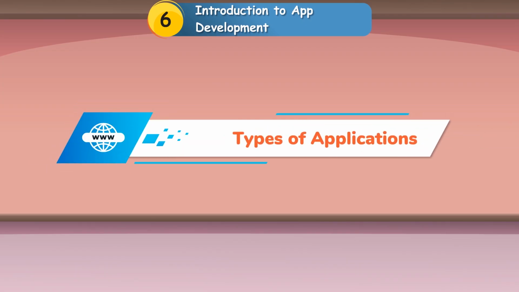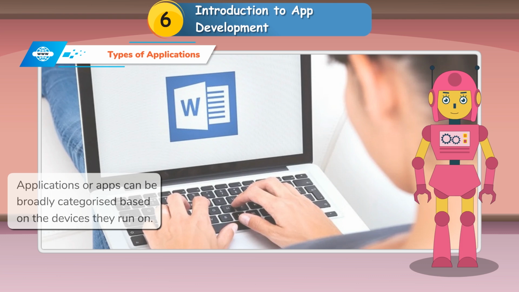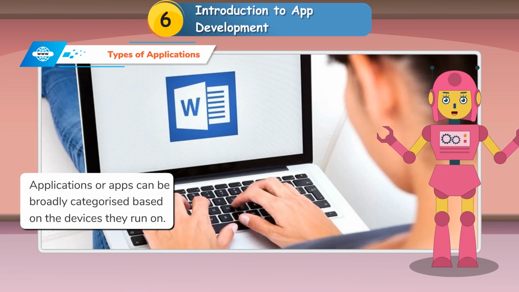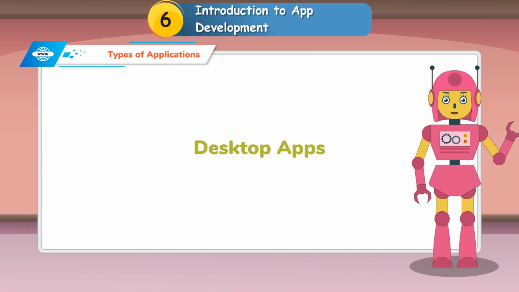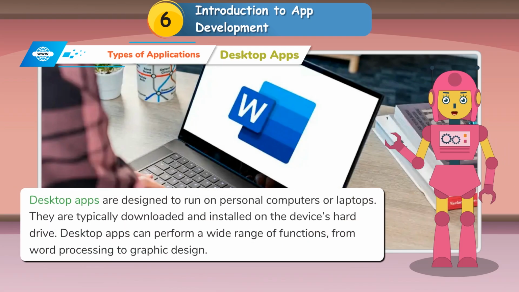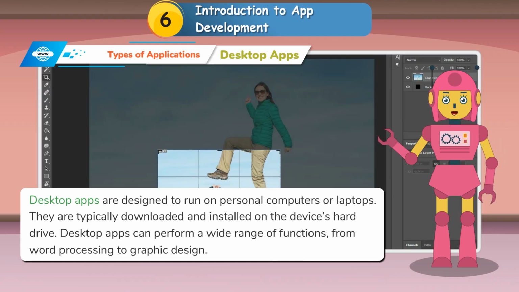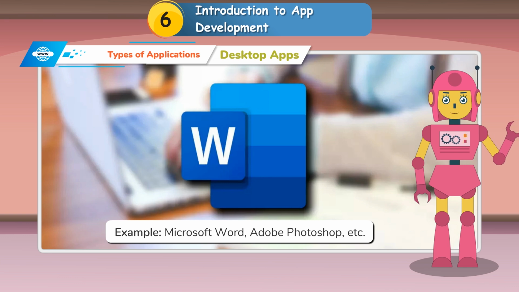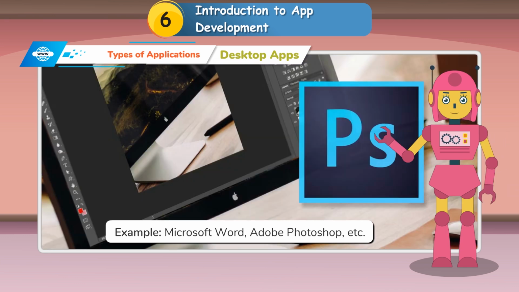Types of applications. Applications or apps can be broadly categorized based on the devices they run on. Desktop apps. Desktop apps are designed to run on personal computers or laptops. They are typically downloaded and installed on the device's hard drive. Desktop apps can perform a wide range of functions, from word processing to graphic design. Example: Microsoft Word, Adobe Photoshop, etc.